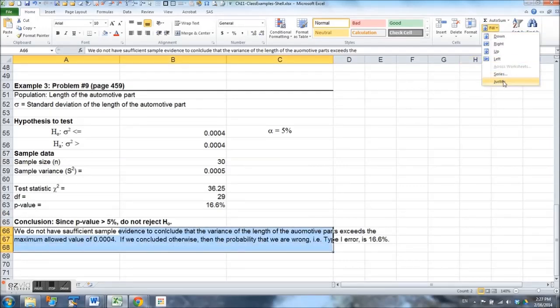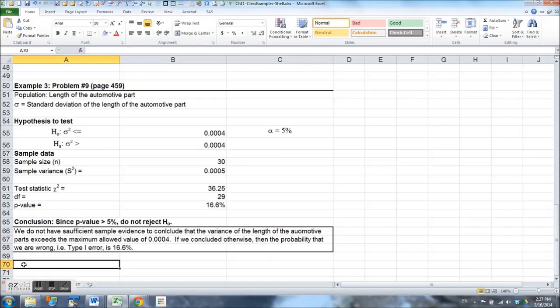So here's the second example of hypothesis testing for one population variance, and this is a one-tailed test. The previous example was a two-tailed test.